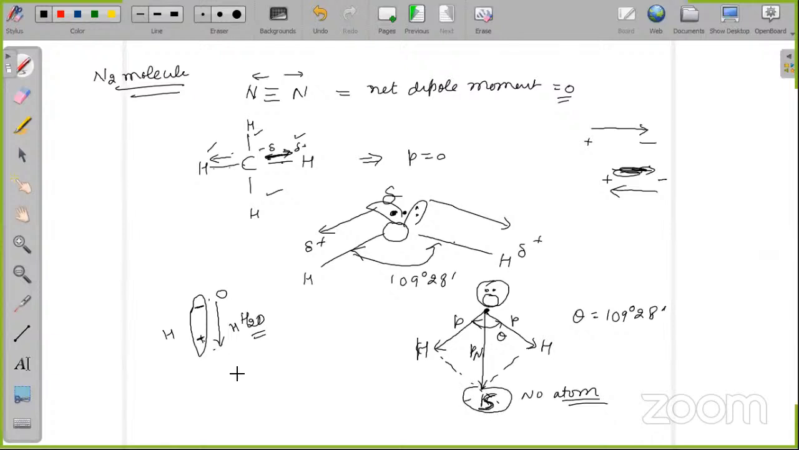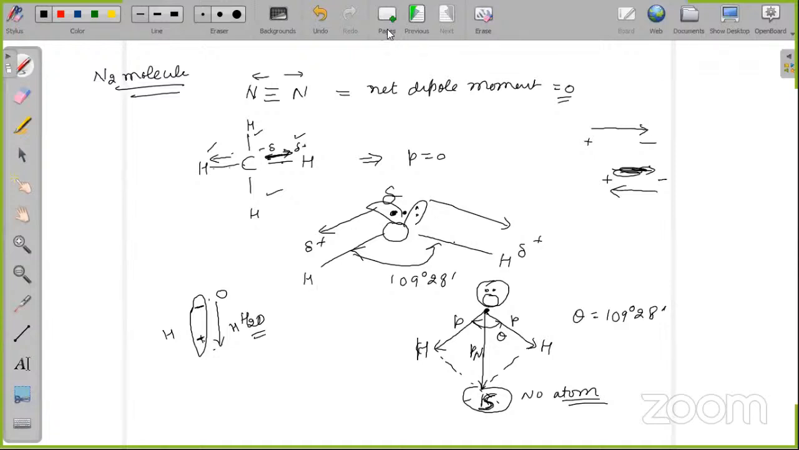Just as we say that the center of mass is the point where the whole mass of the body is supposed to be concentrated, in the same way, we can say that the center of charge is a point where the whole charge of the body or molecule is supposed to be concentrated. So is it clear, students?